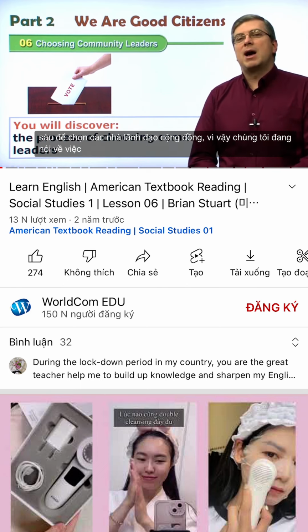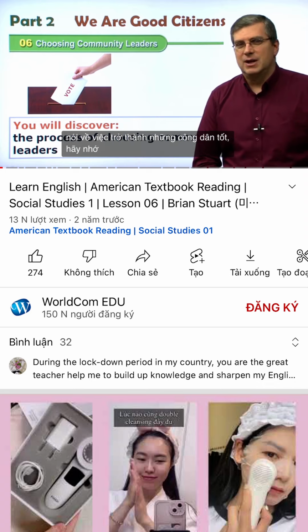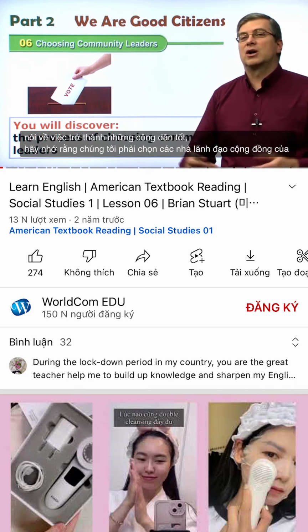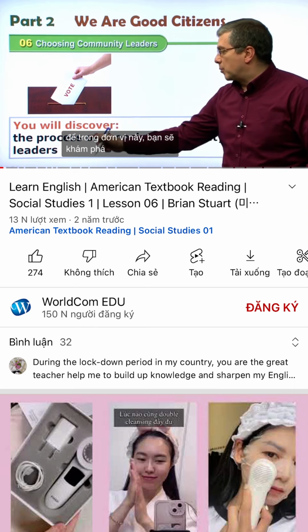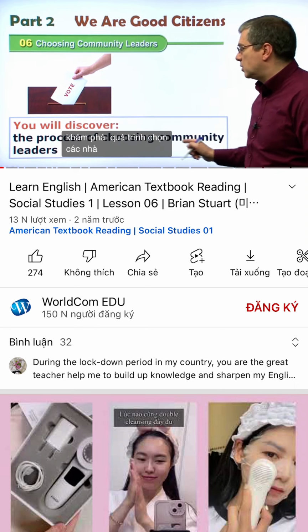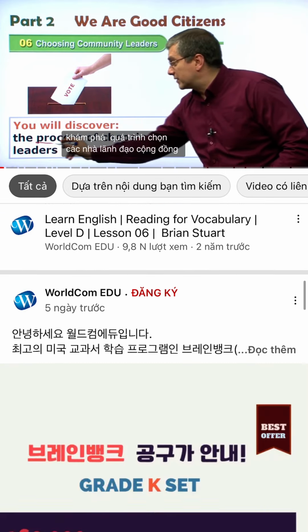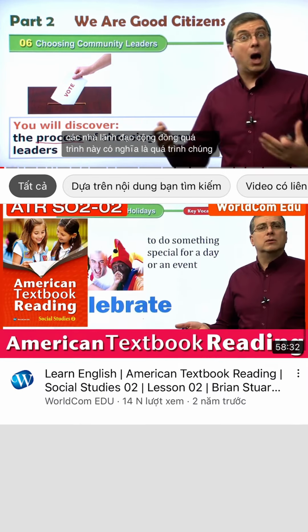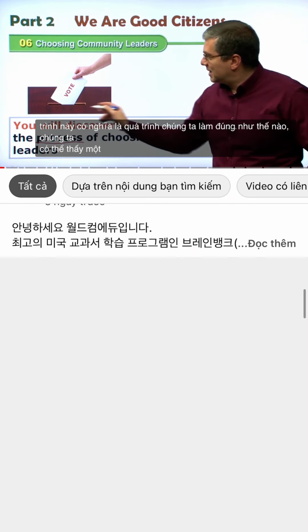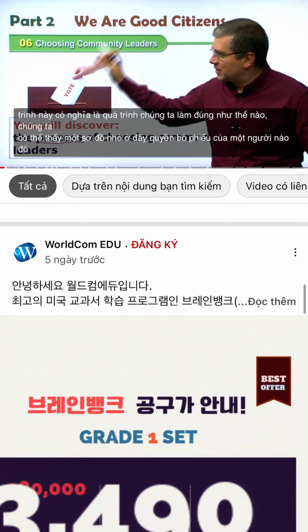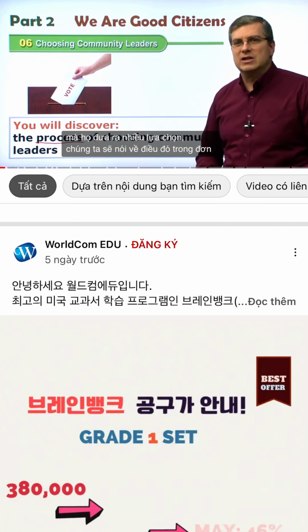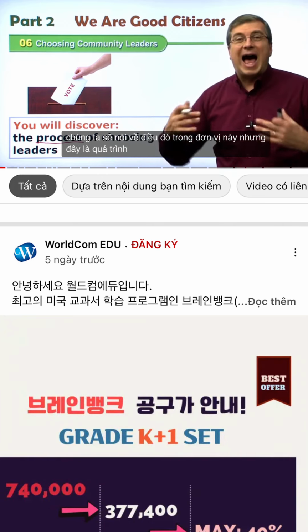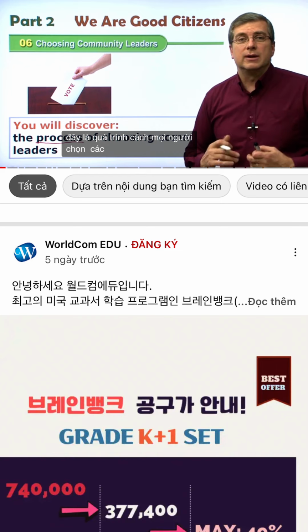So when we're talking about being good citizens, remember we have to choose our community leaders. In this unit you will discover the process of choosing community leaders. The process means how do we do it, right? We can see a little diagram here. Somebody's voting, right? They put in many choices. We'll talk about that in this unit. But this is the process, how people choose their leaders.